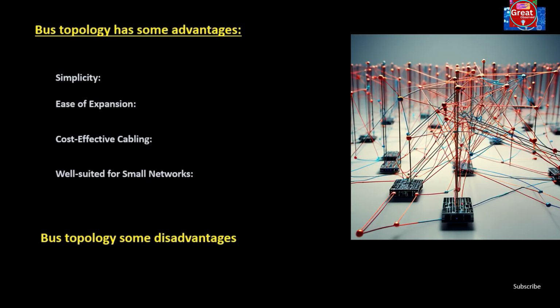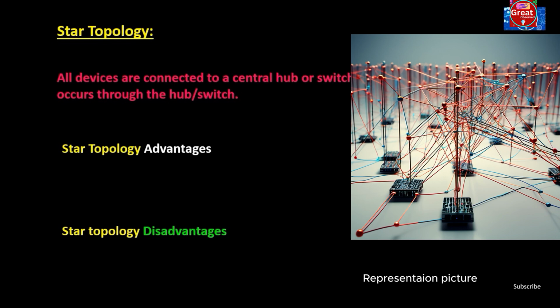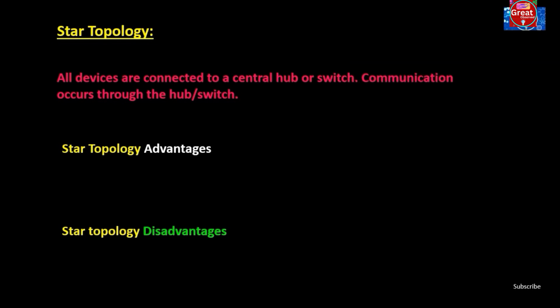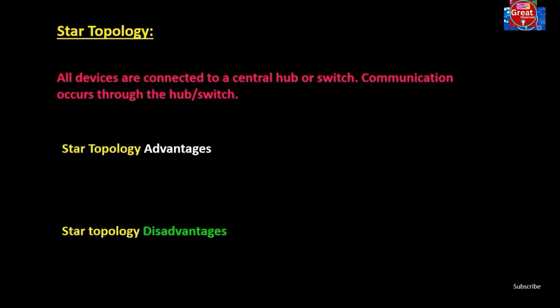Next is star topology. All devices are connected to a central hub or switch. Communication occurs through the hub or switch. Star topology advantages: star topology offers several advantages, including centralized control, easy troubleshooting, and scalability. It allows for efficient management of network resources and ensures that the failure of one device does not affect the entire network.